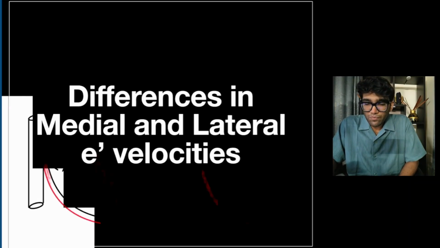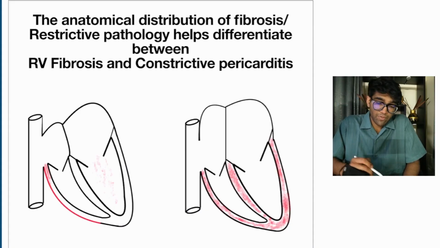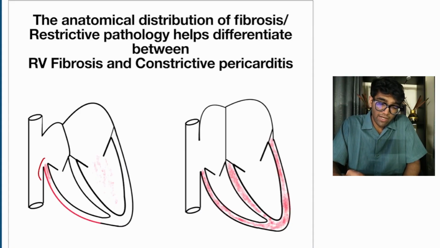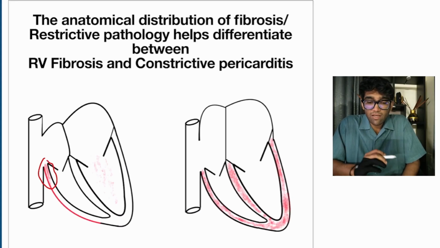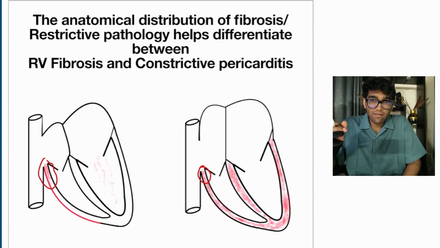Okay. Now, the second thing is that the anatomical distribution of fibrosis, as I've just discussed, is different in restrictive pathologies like RV fibrosis and constrictive pericarditis. So, see, here in constrictive pericarditis, we have fibrosis only involving the lateral wall of the tricuspid annulus, whereas in case of restrictive cardiomyopathy, it is involving both annuli, both sides of the annulus. So, when we check the medial versus lateral E prime velocity, there will be a difference.